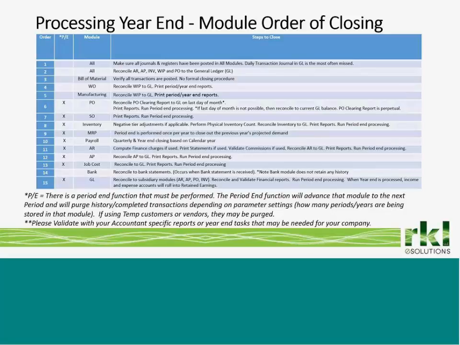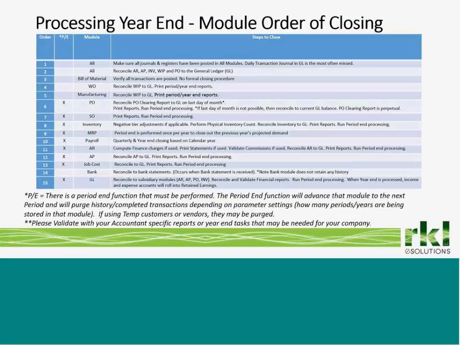You have the ability to compute finance charges, to print customer statements. You can calculate and validate your commissions if you're using commissions. You would then again reconcile your AR, run reports, run your period end processing, which again is going to purge history based on your options. And if you have any temporary customers set up, those potentially would get purged as well during your period end processing.